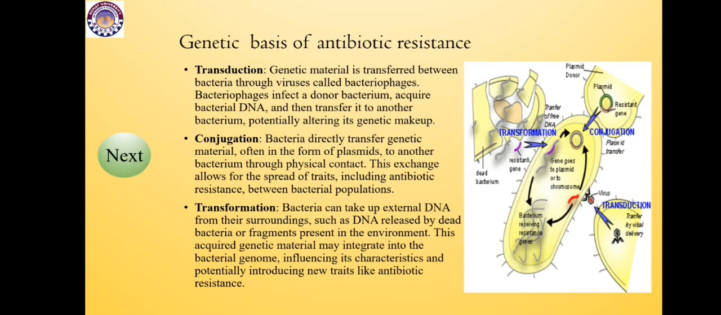Conjugation is the process by which a bacterium transfers genetic material to another bacterium through direct contact. During conjugation, one bacterium serves as the donor of the genetic material and the other serves as the recipient.